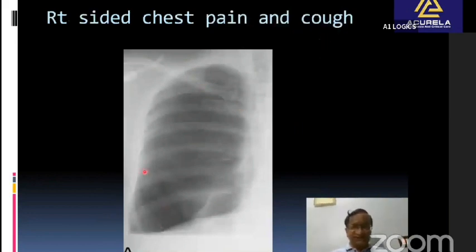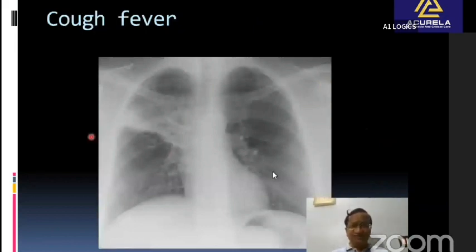Right-sided chest pain and cough. You can see a small gas shadow here. See here, the bronchovascular markings are well seen. These bronchovascular markings are not well seen. Probably a right-sided pneumothorax.